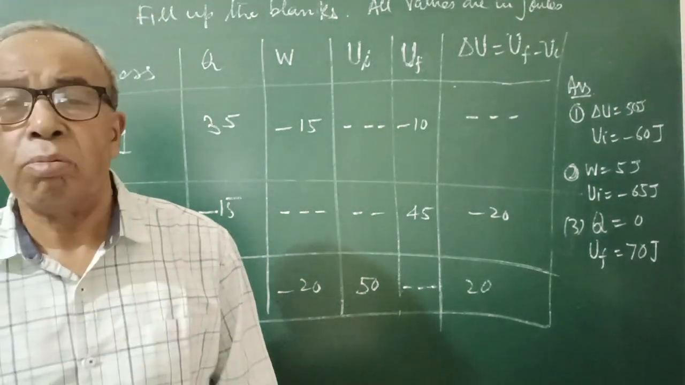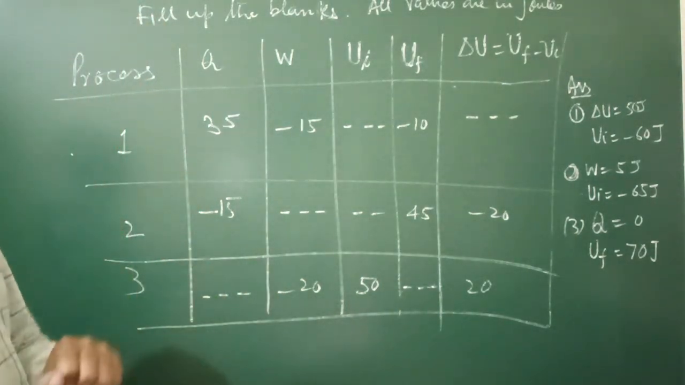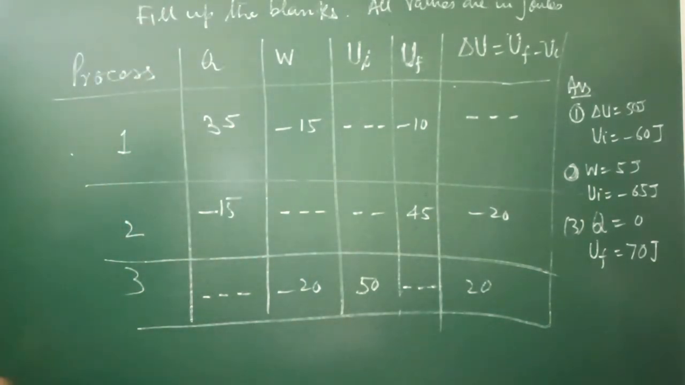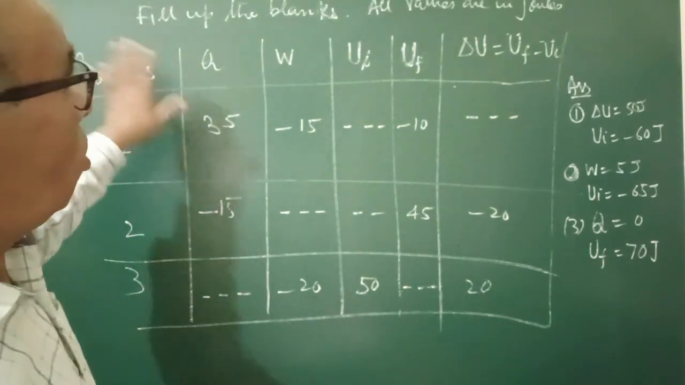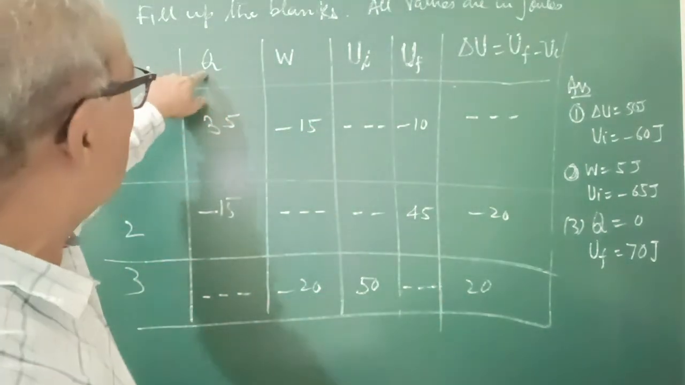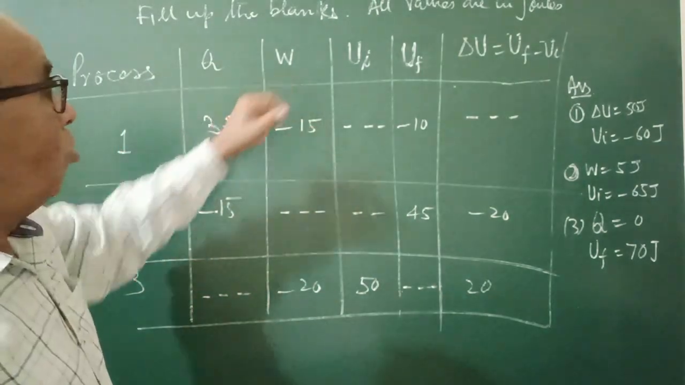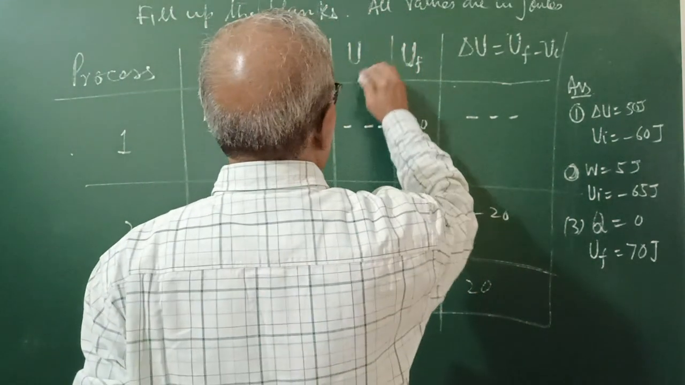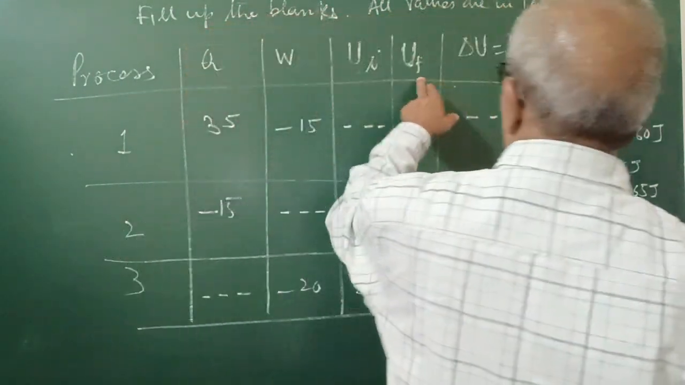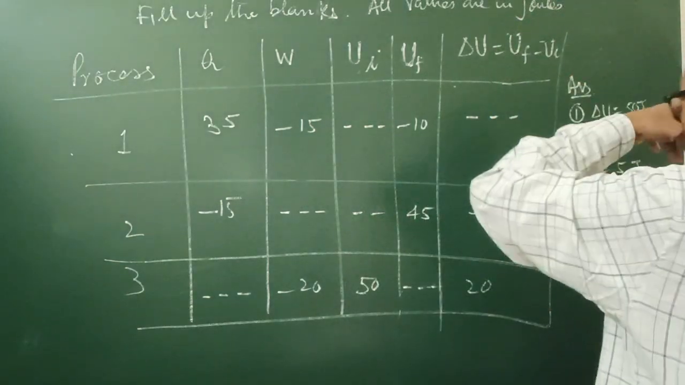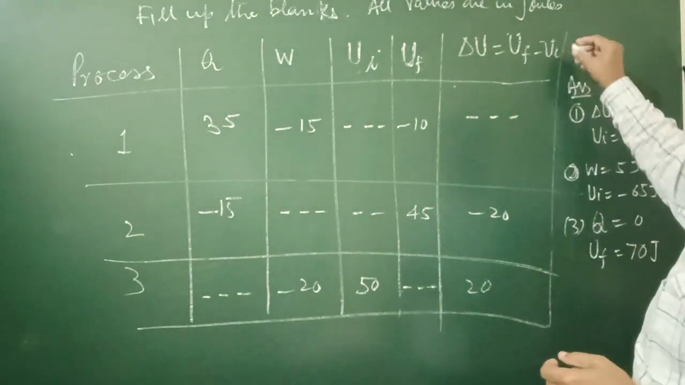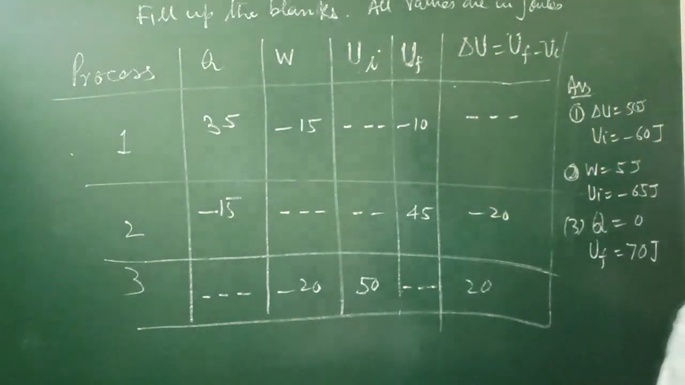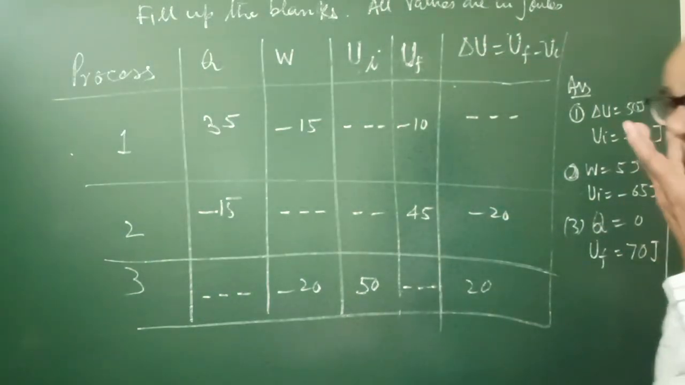Students, I have a question for you. Here is a table. You are asked to fill in the blanks. All values are in joules, like Q is 35 joule, W is minus 15 joule. So you have to find out here what is UI; UF is minus 10, and delta U means UF minus UI. I hope I have given the answer. You can match your answer from the table.